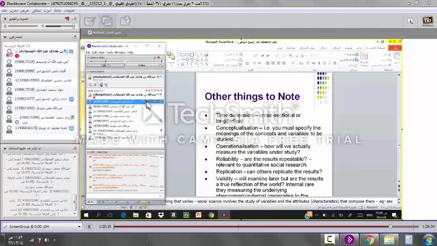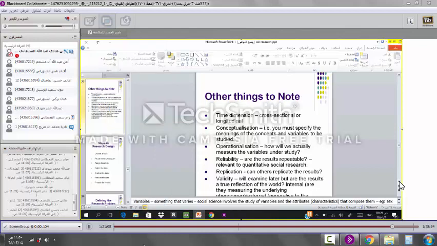Conceptualization, and I talked about this before. You must specify the meanings of the concepts and the variables to be studied. It should be very clear. We'll talk, God willing, later on about variables, because we have dependent and independent variables, and your variables should be very clear. The concept that you're dealing with will be very clear. If they're fuzzy, not clear to you, they will never be clear to the readers, and therefore your results may not be clear. Operationalism: how will we actually measure the variable in the study, how we work with them.